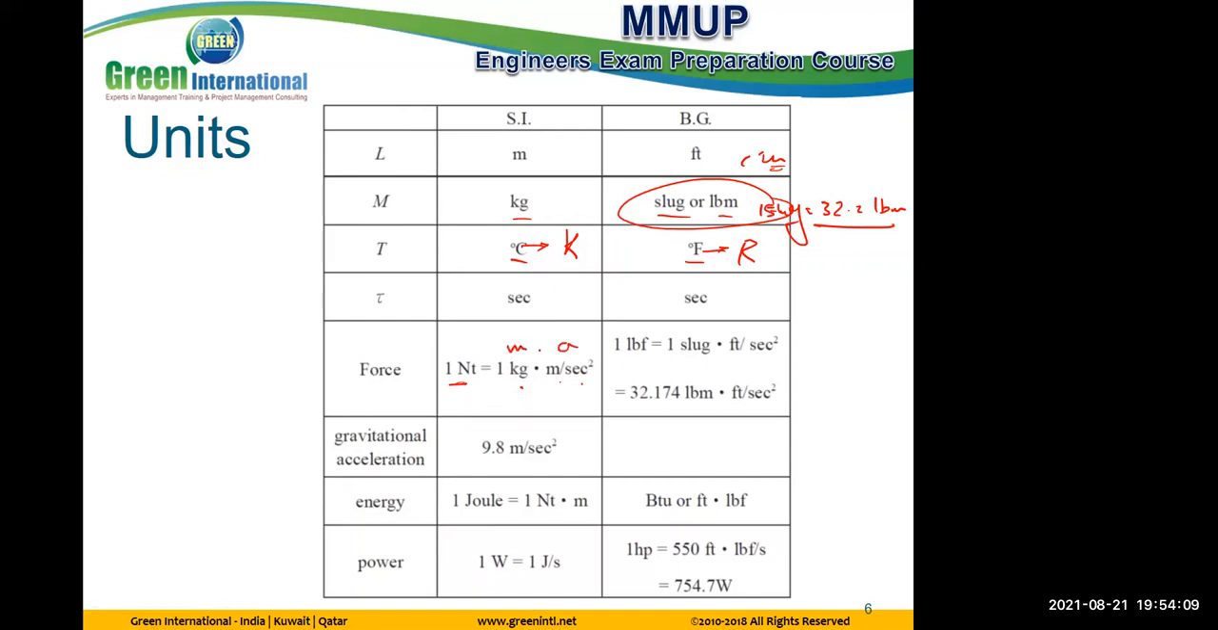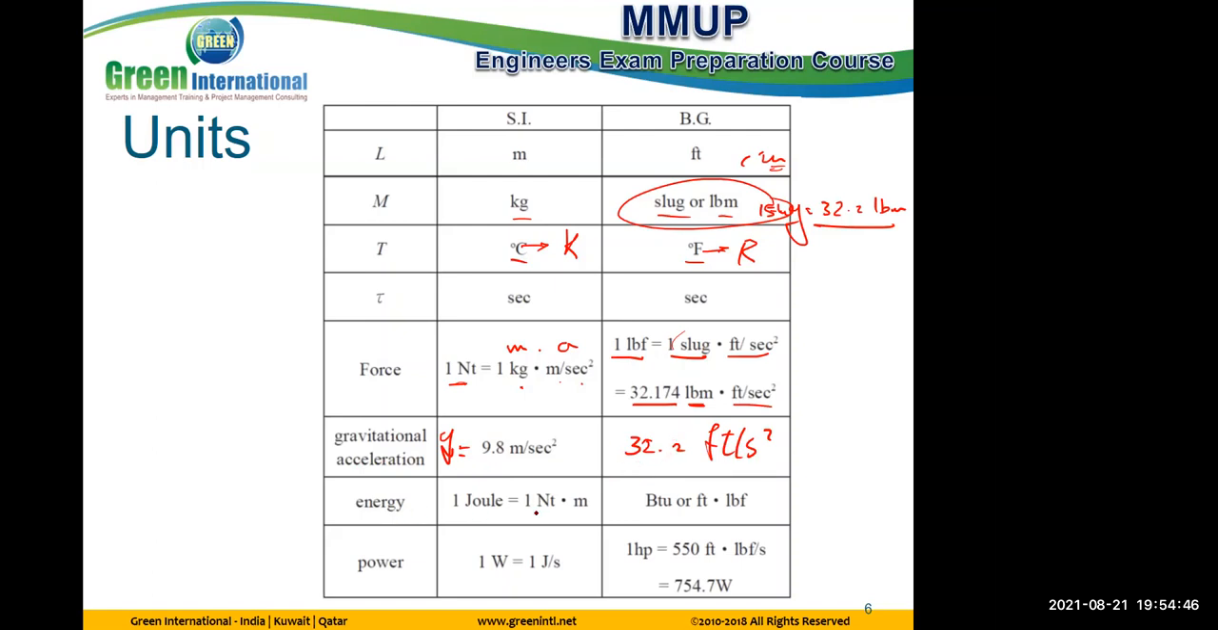For British, pound force is equal to 1 slug feet per second square. So slug is mass, and this is acceleration, and it is equal to 32.2 if you use the pound mass unit, feet per second square, because as we know, 1 slug is equal to 32.2 pound mass. Gravitational acceleration g is equal to 9.8 meter per second square, and here it is equal to 32.2 feet per second square. As we saw this value 9.8, also remember this value 32.2.